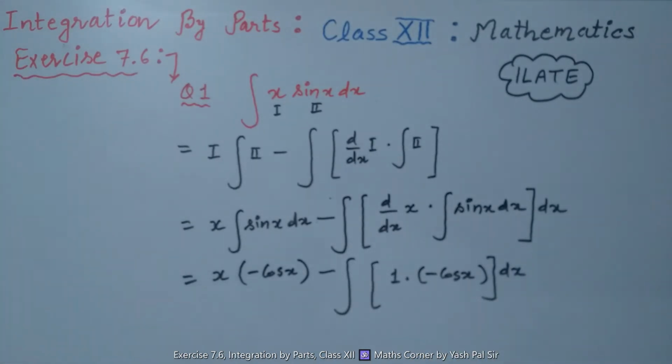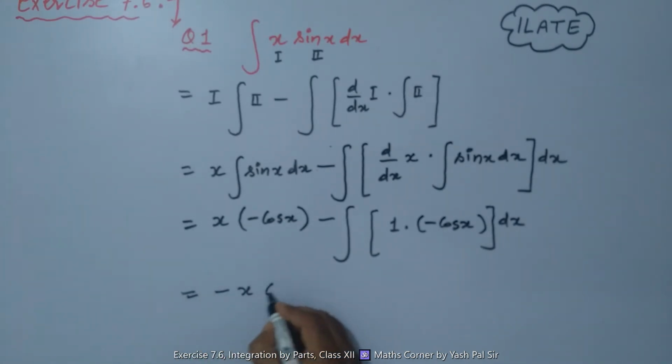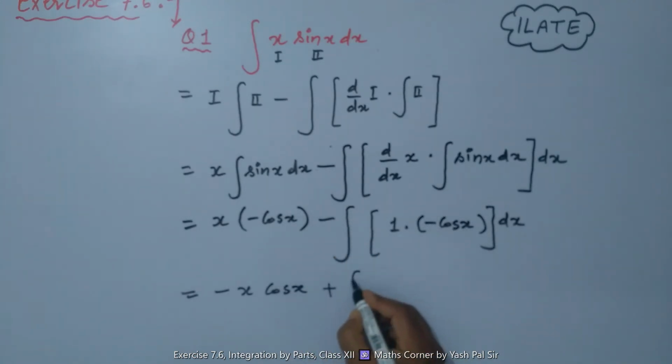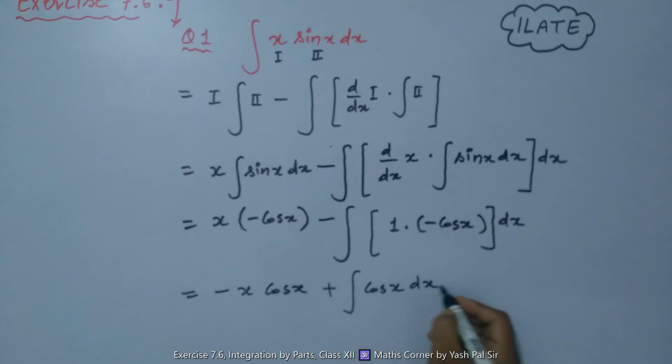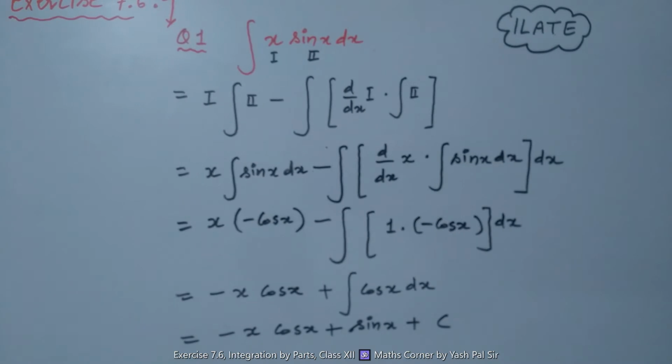So this way we now have minus x into cos x, this minus into minus becomes plus, integration of cos x into dx. So finally what is the result? Minus x into cos x, integration of cos x, again this is sin of x, plus c, the constant of integration. Hence solved.